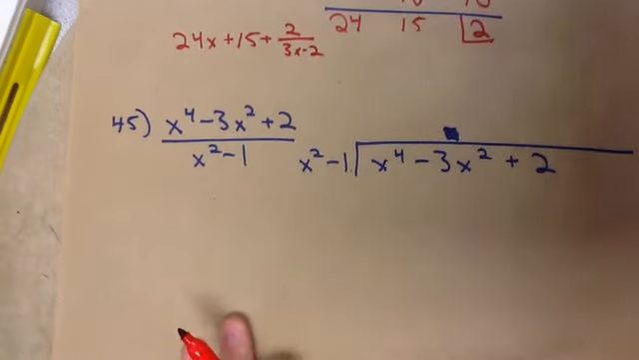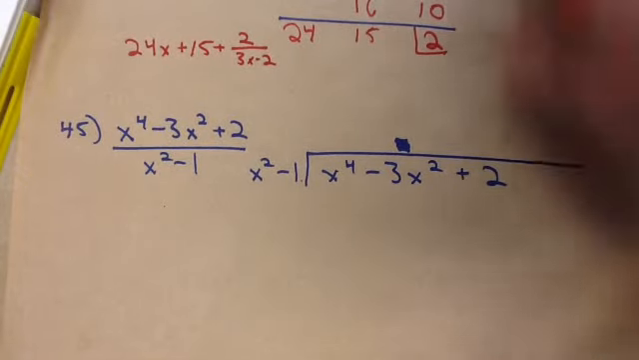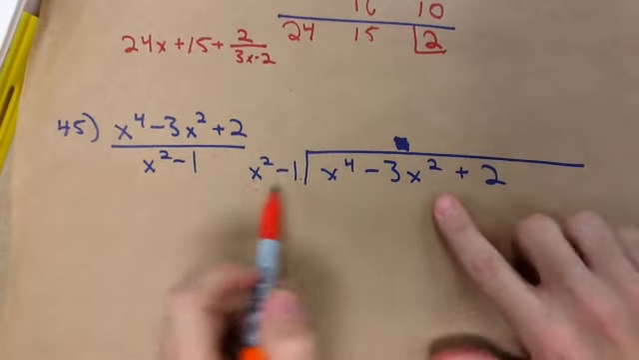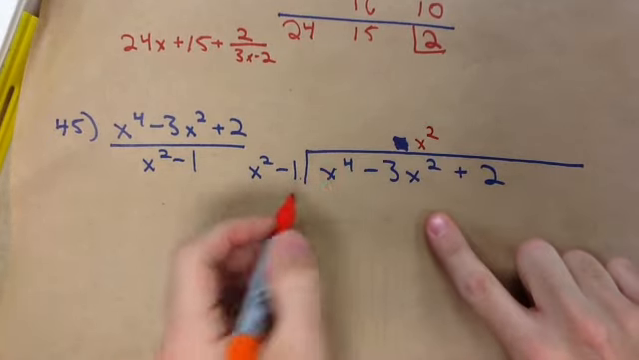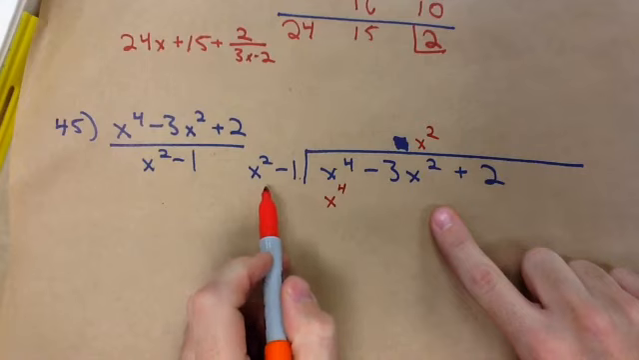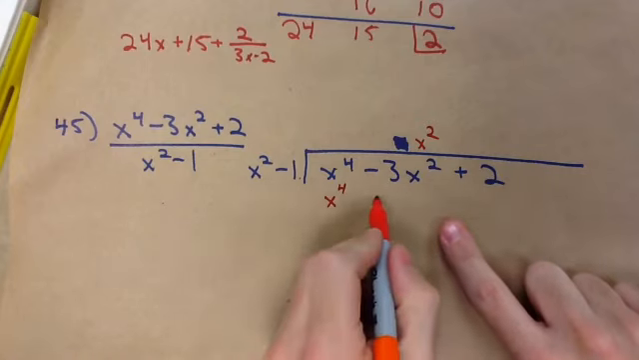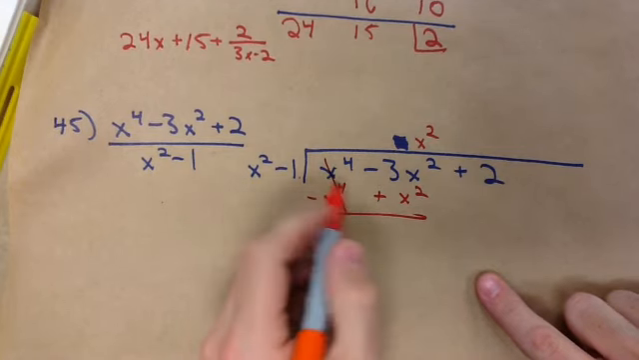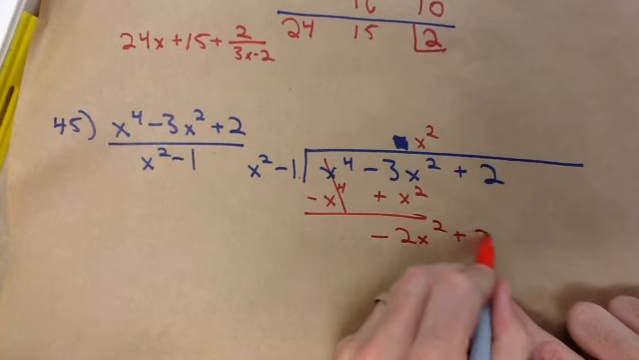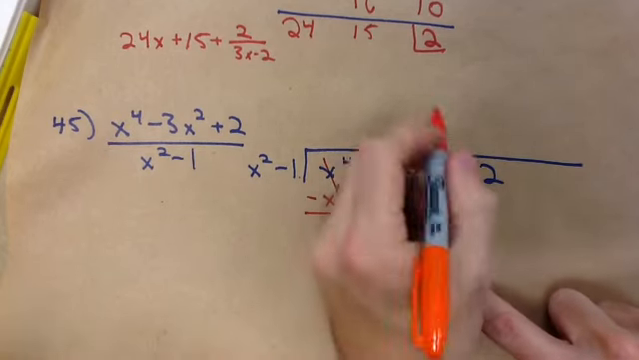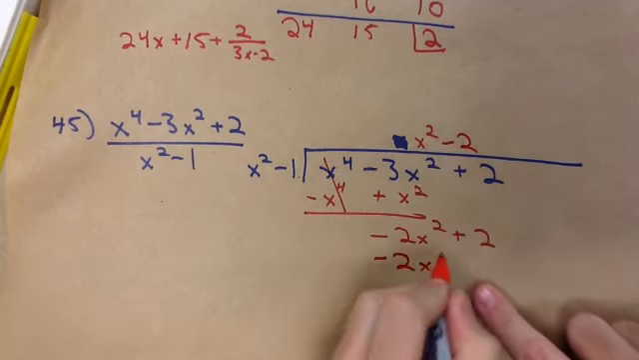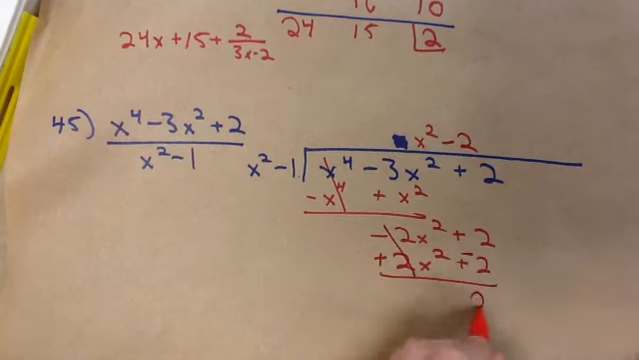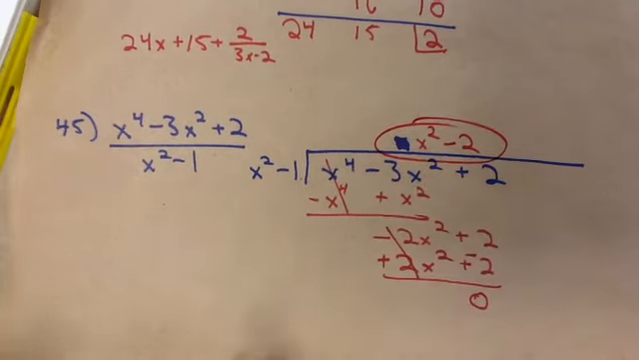Now let's look at number 45. Since I have an x squared minus 1, I'm not going to be able to use synthetic division nicely, so I'm going to write it out in this form. So I'm going to first multiply by x squared. I get x to the 4th, and then minus x squared. I bring that down, change the signs. Negative 2x squared plus 2 comes down. I'm going to multiply by negative 2. Get negative 2x squared, that'd be plus 2. Change the signs, and I'm left with 0, so my solution is x squared minus 2.